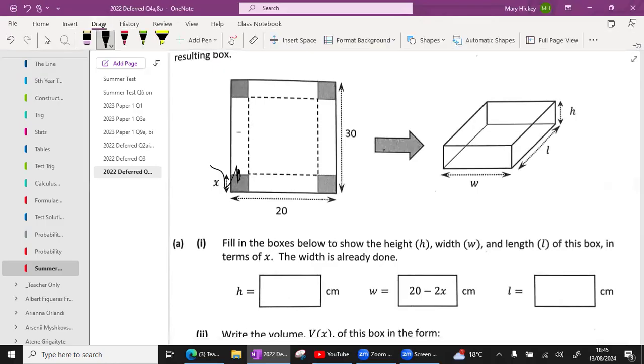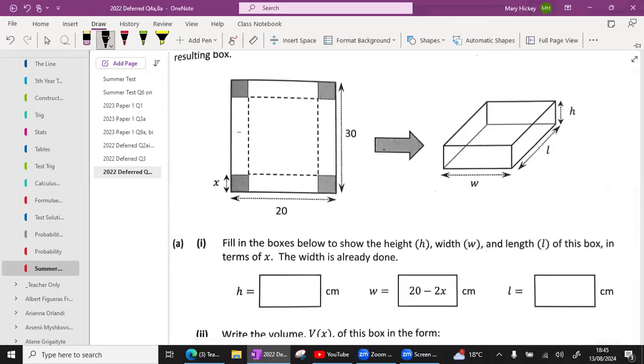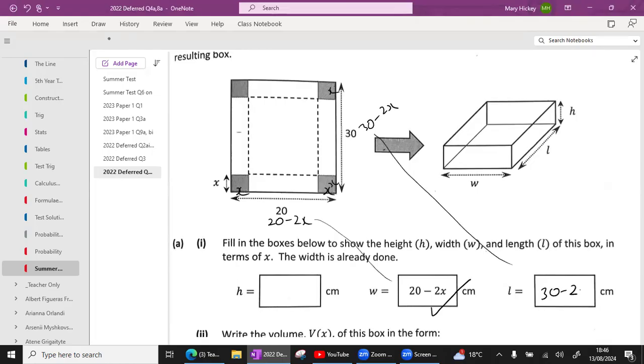So when we look at this diagram, we can see that the intention here is that a square of each side x is going to be cut out from the box, and the box is going to be folded. So if x is going to go from here and here, then we're left with 20 minus 2x. And if x is going to be chopped off here and here, we're left with 30 minus 2x. So they're telling us that the width is 20 minus 2x, which we said it would be. So now I know automatically the length is 30 minus 2x.